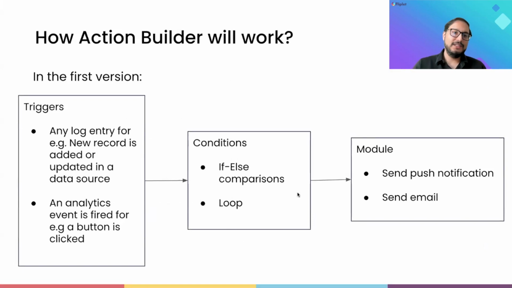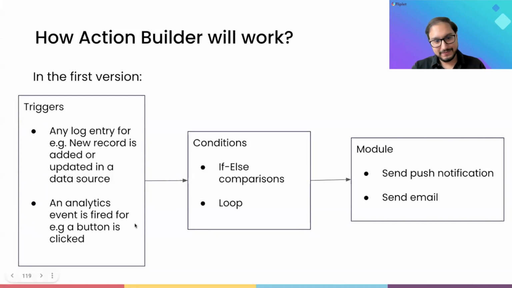How does it work? So in the first version we're going for, this is effectively how it works. You start off with a set of triggers. In our case, the two main types of triggers we're targeting are log entries or an analytics event. A log entry is when a new record is added to a data source or updated in a data source. There are a lot more log entries that you can actually target. This is just an example of two of them.